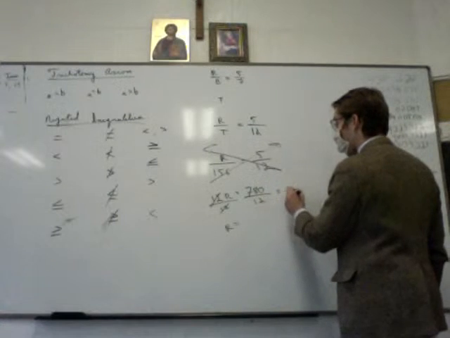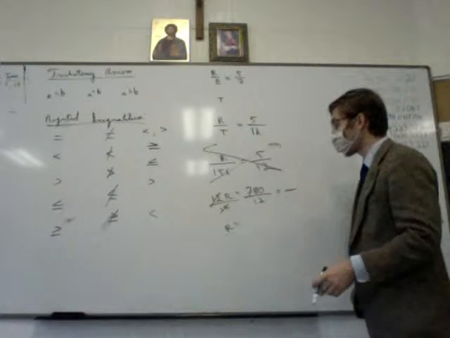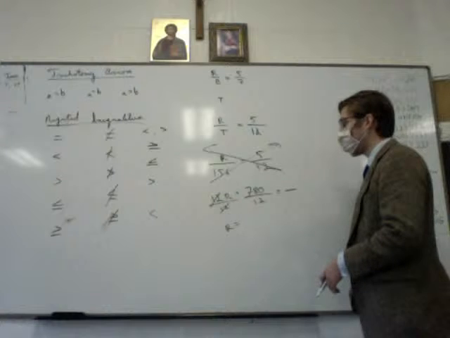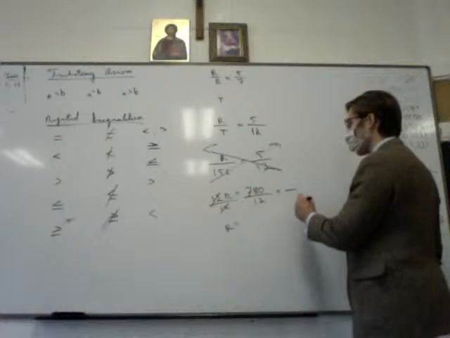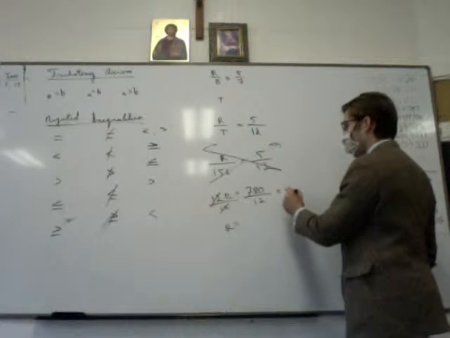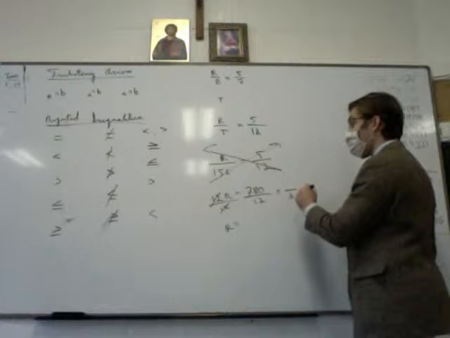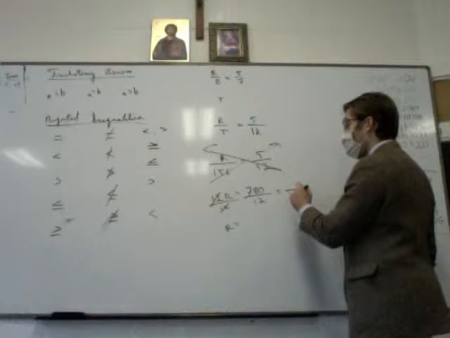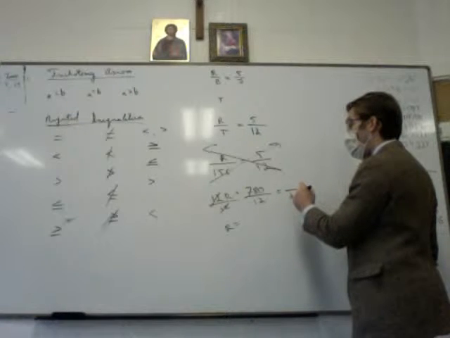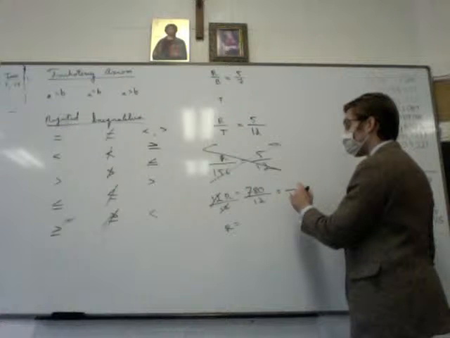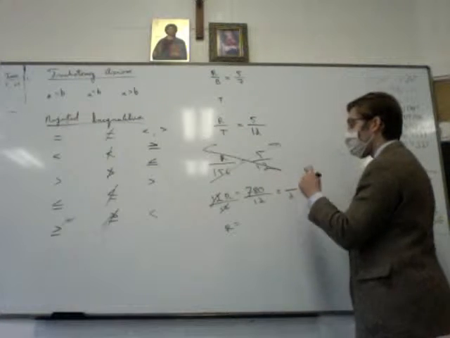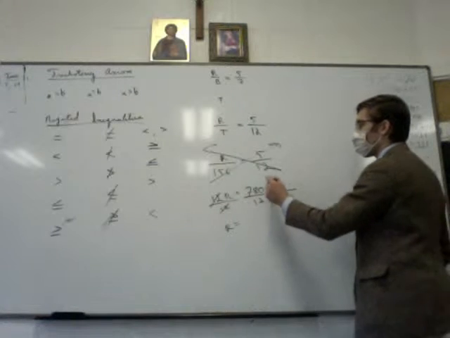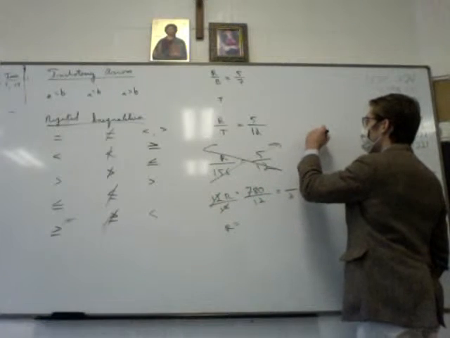What do we get when we divide 780 and 12 by 6? Don't add 6's up. Come on, divide 780 by 6.